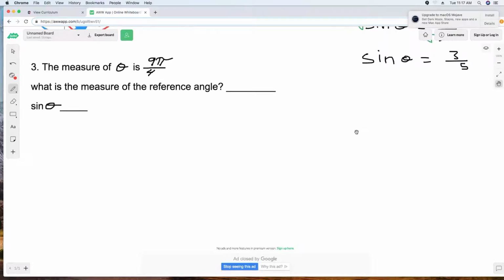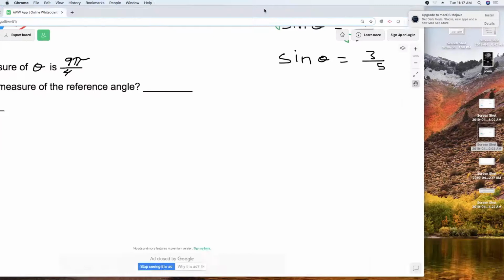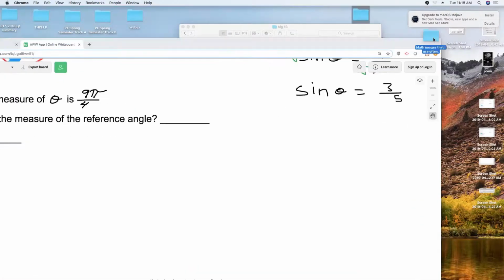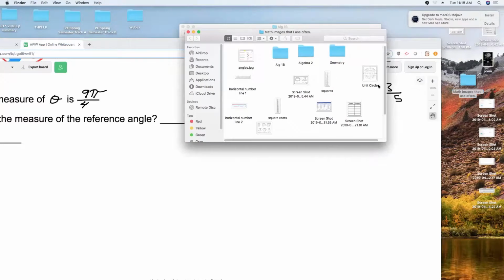Okay, so the measure of theta, and it's just a symbol used for an angle, is 9 pi over 4. What is the measure of the reference angle? Oh, okay. Now let me input an image that I'm going to use.